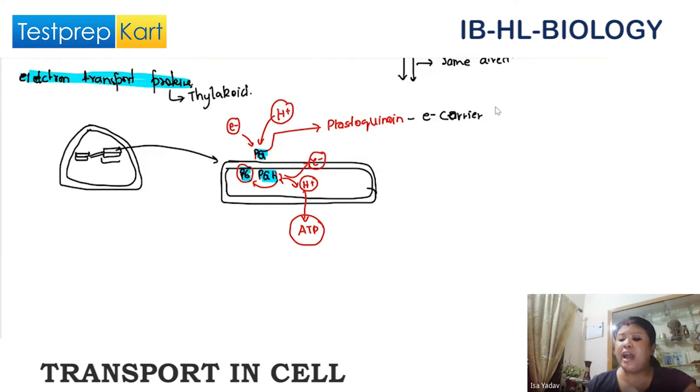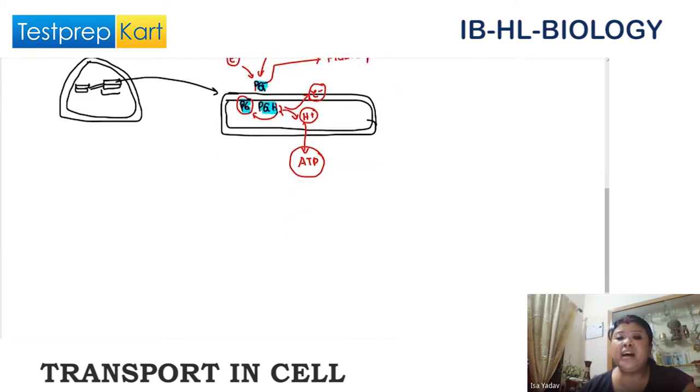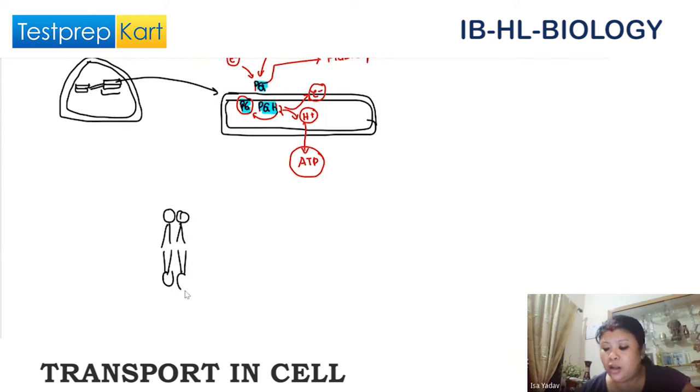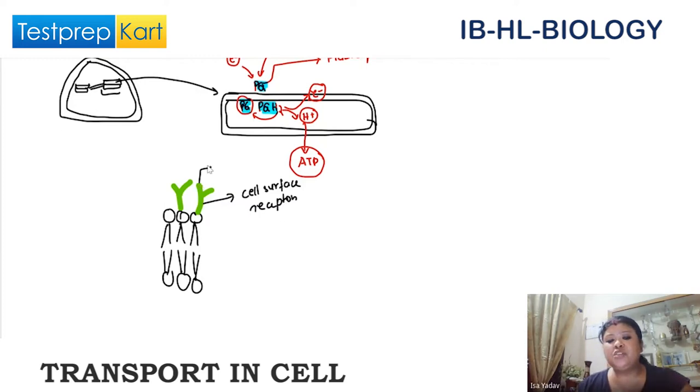Then sometimes, on the surface of the plasma membrane, as I was explaining, I told you something about cell receptors and cell to cell recognition. There should be some kind of recognition which tells us this is this particular cell. So there are certain glycoproteins, which we call cell surface receptors. This glycoprotein, with its oligosaccharide branch chain, is present on the surface of the plasma membrane. It helps in the recognition of cells, which cell it is: cell to cell recognition.